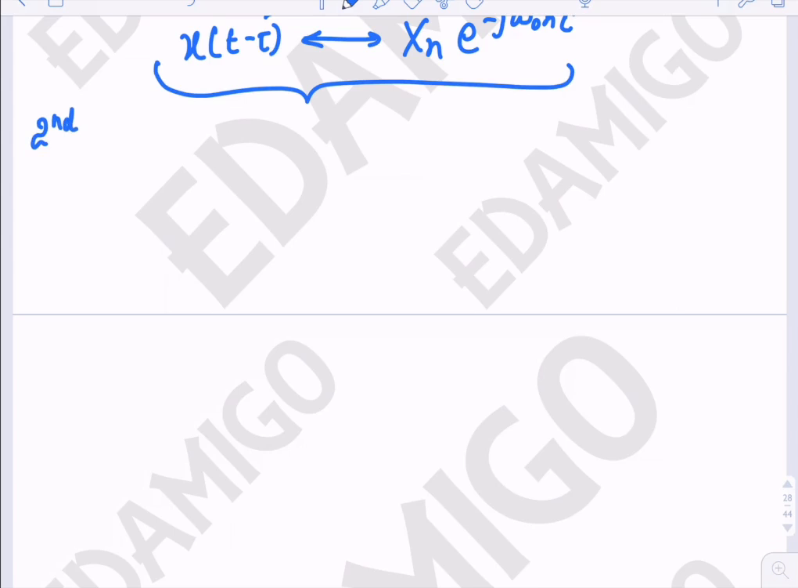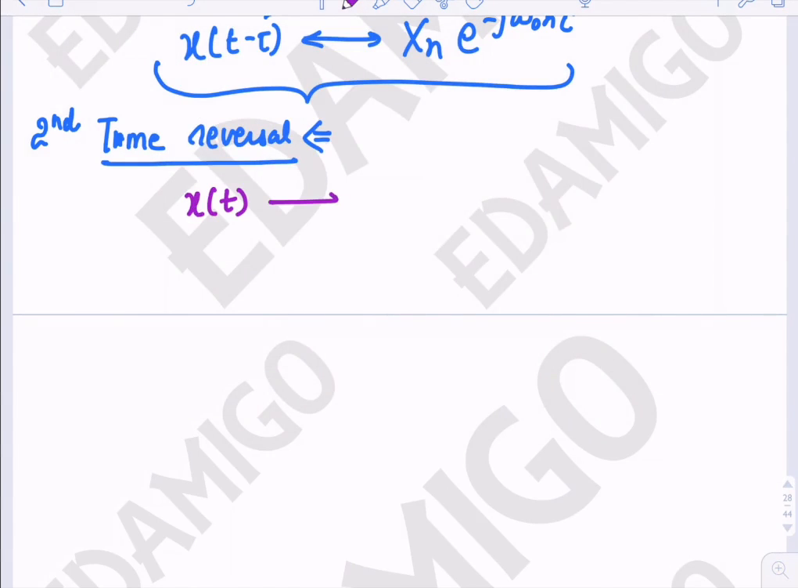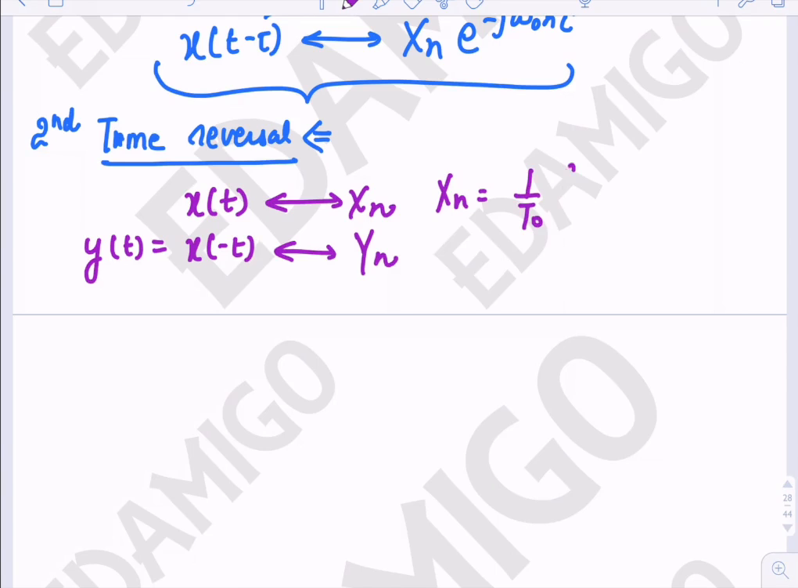Now the second property that I have used is time reversal. Time reversal says: if x(t) has the Fourier series coefficient xn, then let y(t) equal x of minus t have Fourier series coefficient yn. So we have to find the relationship between yn and xn. We can say that xn is equal to 1 upon time period, integration over time period.